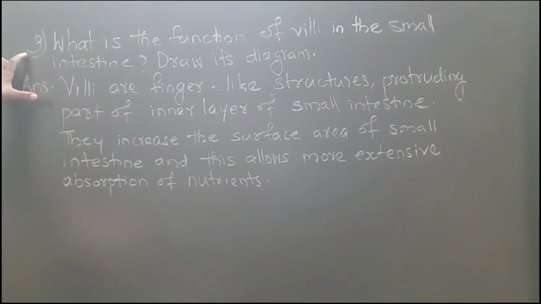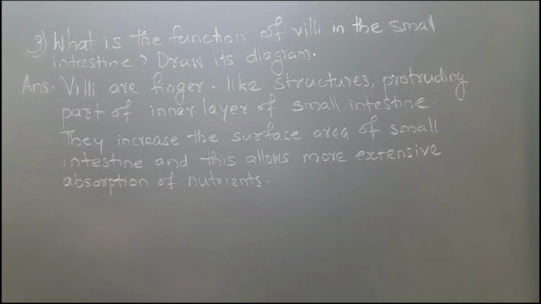Question number 3. What is the function of villi in the small intestine? Draw its diagram. Please draw the diagram. I will give you the answer here. Villi are finger-like structures protruding part of inner layer of small intestine. They increase the surface area of small intestine, and this allows more extensive absorption of nutrients.